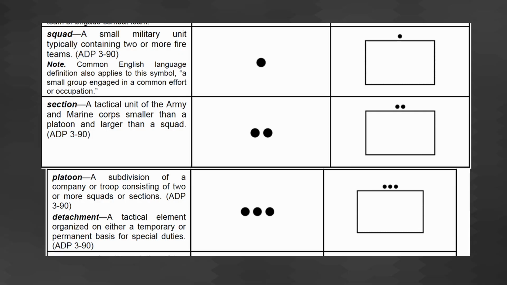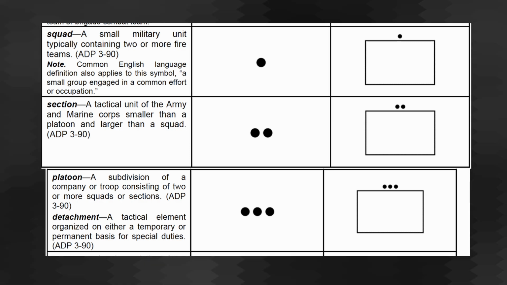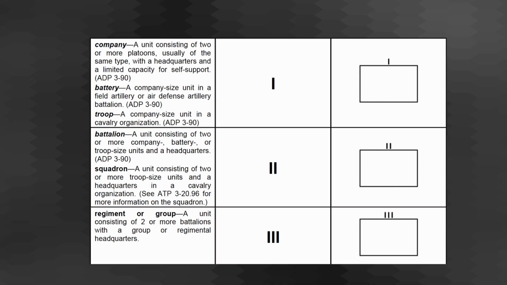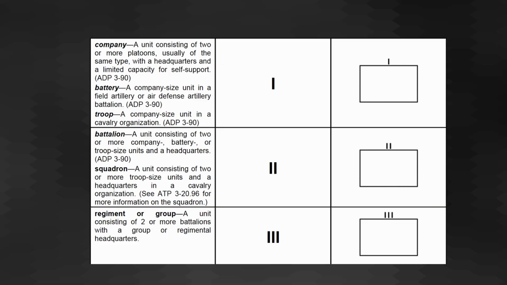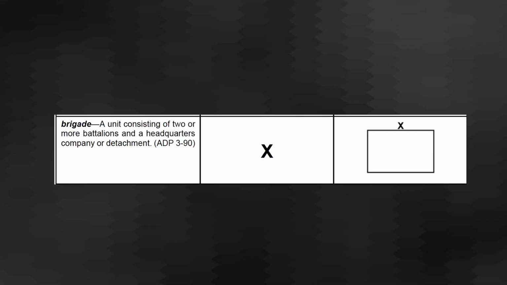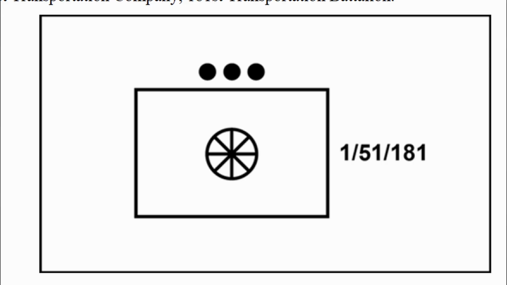We have other symbols above it as well. For example, a solid dot is a squad, two dots a section, three a platoon. A single vertical slash would indicate a company, two a battalion, and an X indicates a brigade. 2X is the division.